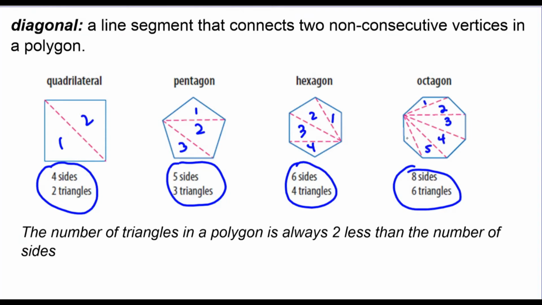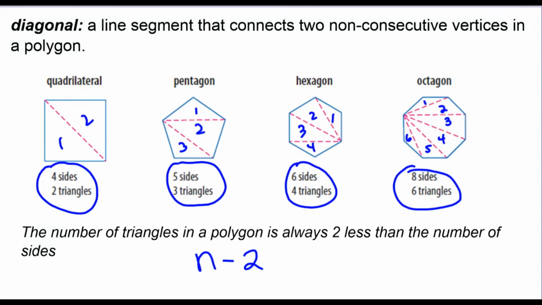So what do you notice about the relationship between the number of sides something has and the number of triangles it has? Well, the number of triangles in a polygon is always 2 less than the number of sides that it has. So if we call the number of sides that it has n, how many triangles are there going to be in that polygon? N minus 2. There will always be 2 less triangles than there are sides.